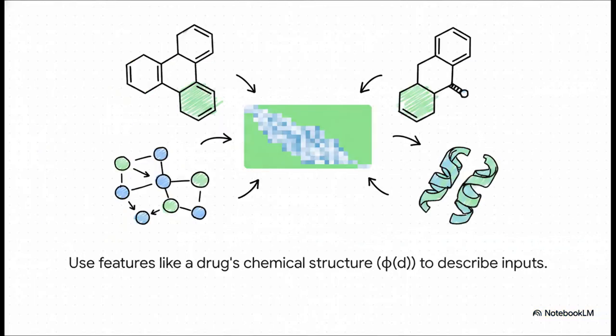Well, the answer is to use what the source material calls side information, but what we more commonly call features. Basically, instead of giving the model just an arbitrary ID for a drug, we describe its actual properties. That's what phi of D represents. It's a feature vector, a list of numbers that could contain all sorts of info about the drug's molecular weight, its chemical structure, and so on. And likewise, phi of T would be a feature vector describing the target protein.